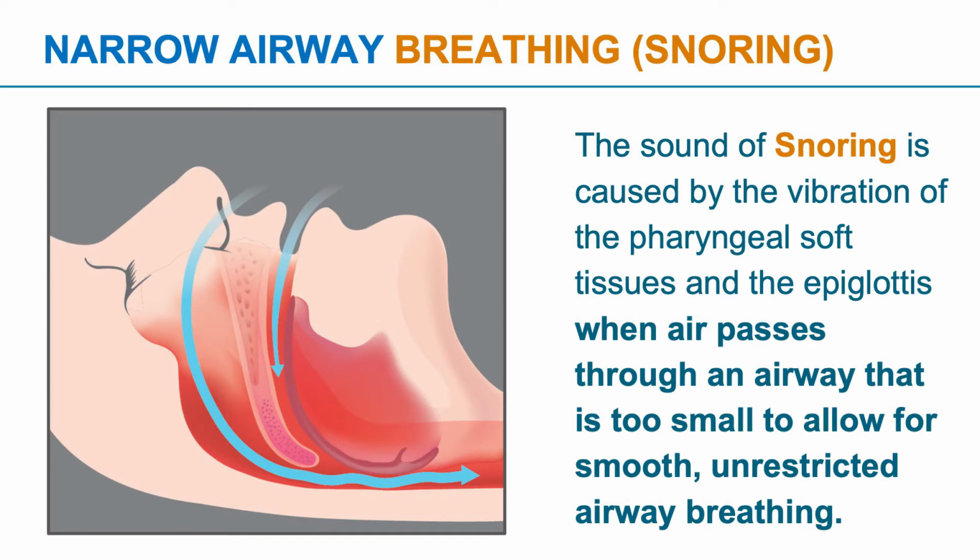Here we see narrow airway breathing, which causes a common sound called snoring. You may have been told that you snore when you sleep. The sound of snoring is caused by the narrowing of the airway, which can cause air to vibrate the pharyngeal soft tissues, the epiglottis, and other tissue. The airway is too small to allow for smooth, unrestricted airflow.